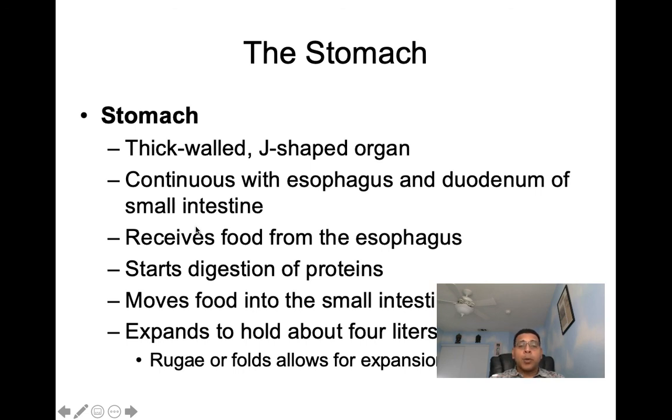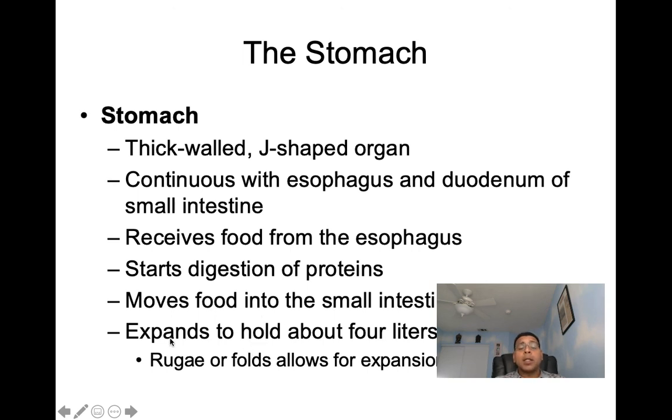The stomach is going to receive food from the esophagus. The stomach is going to begin the digestion of proteins. Now in the mouth, we saw starch digestion that's going to begin, and that's going to begin thanks to the enzyme salivary amylase. Salivary amylase is the enzyme that's going to be found helping to break down starchy foods inside the mouth. In the stomach, we can see is where we're going to begin protein digestion. And here you can see we will also eventually move food into the small intestine.